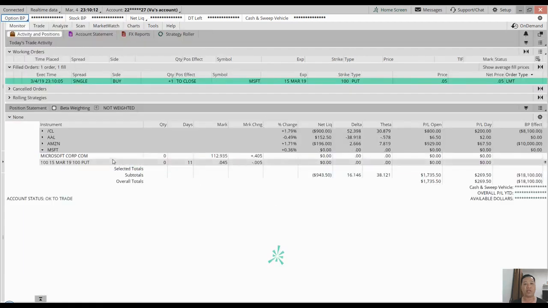If you go back to the position, the quantity now shows 0, meaning I already completed the closing order, and you can see here the order is filled at 5 cents. So total profit, remember, 118 minus 5, so that's $113 as a profit for the trade, which is very good over a month.